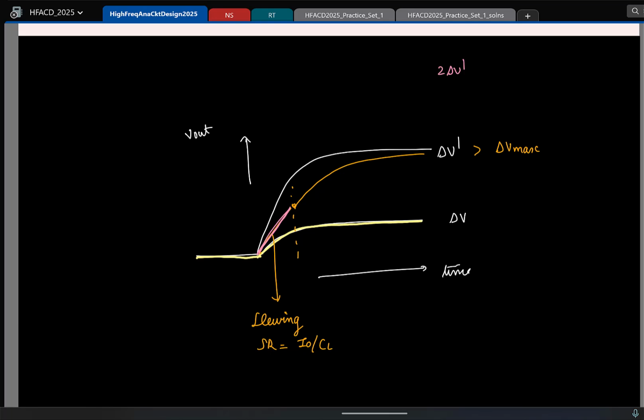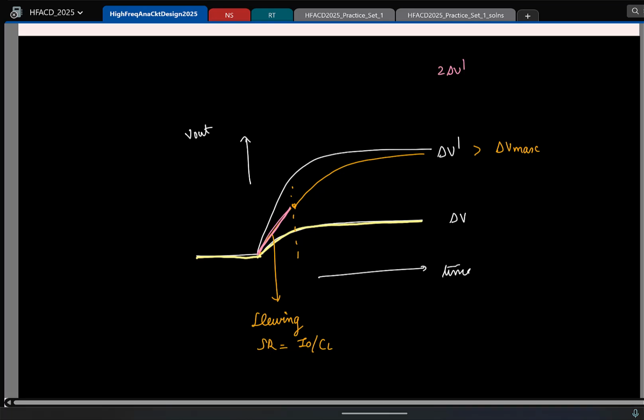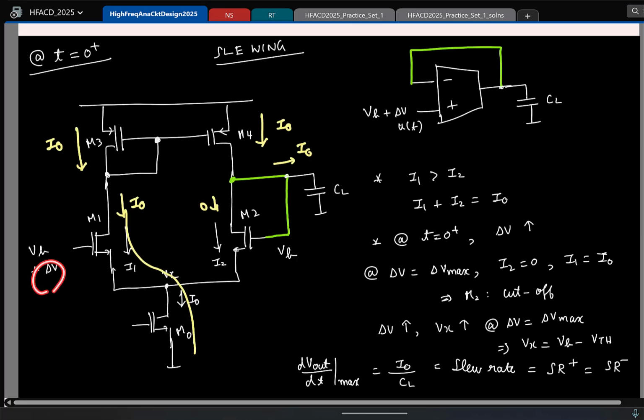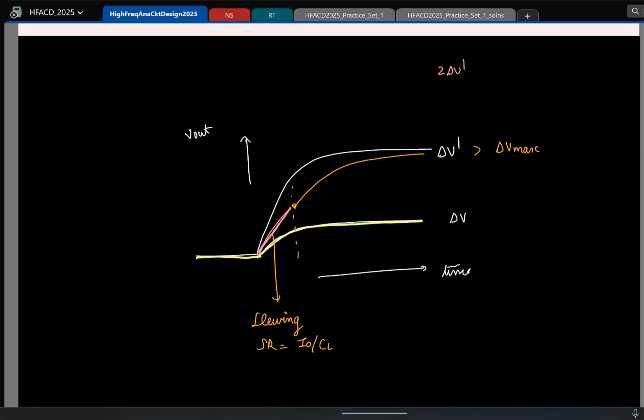Right? And now I am having a larger step delta V. So which means Vx would also be larger than before. So do you think M2 will turn on after a longer time, or will it turn on faster? It will turn on after more time, right? So let us say now it will go with a linear slope for more time, and after this point it will do the exponentials. Clear?